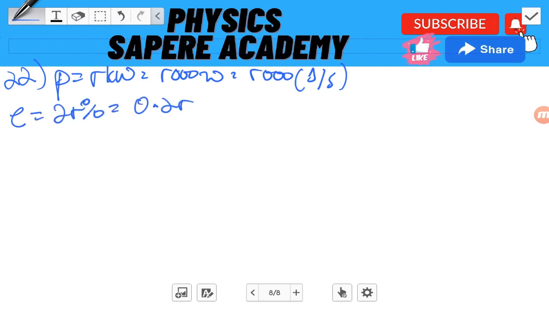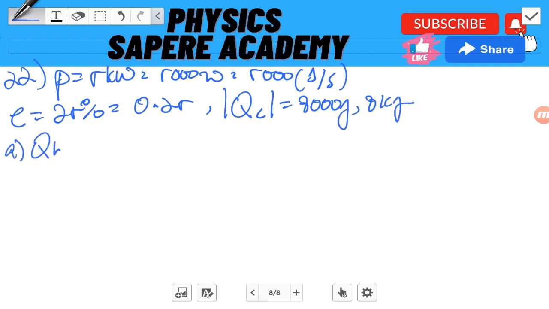Now the engine expels 8000 joules of exhaust energy in each cycle. So that's my value of QC, which is equal to 8000 joules or 8 kilojoules in each cycle. So A, what is the amount of heat it takes in? And B, what is the time that it takes for it to finish one cycle?